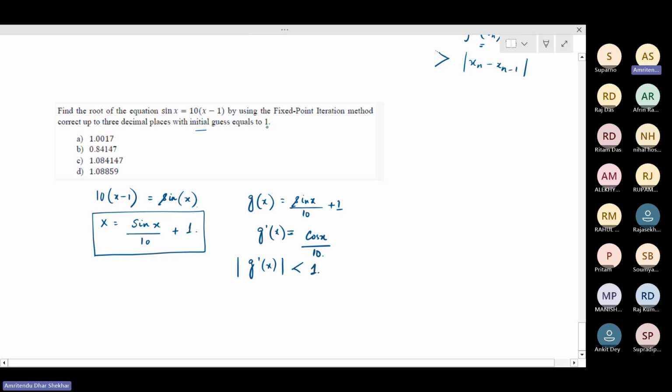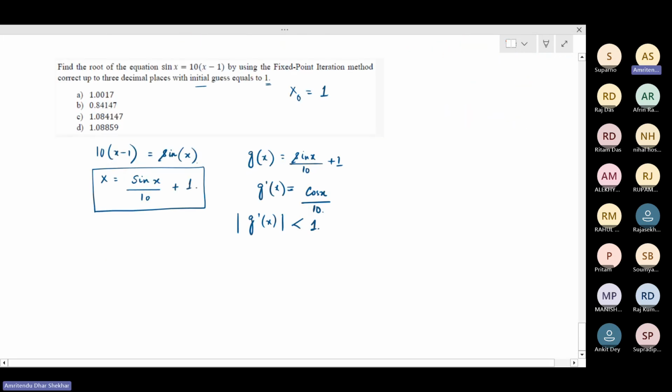With an initial guess, they've asked you to set x naught to be equal to 1. You can complete the calculation.